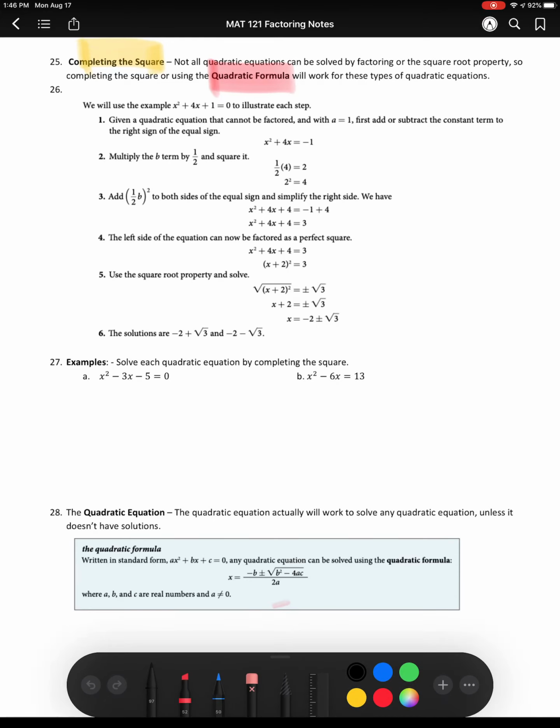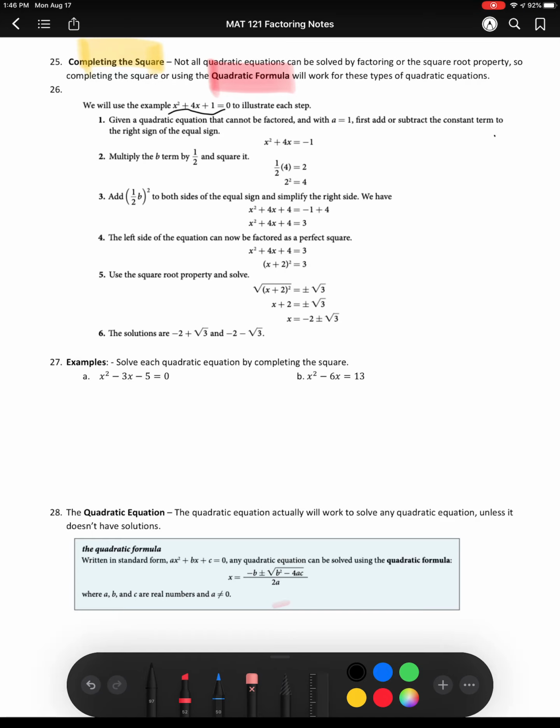We are going to cover completing the square and the quadratic formula for this set of notes. So, completing the square: not all quadratic equations can be solved by factoring or the square root property, so we have to use completing the square or the quadratic formula. We're going to use this example, x squared plus 4x plus 1 equals 0, to demonstrate.